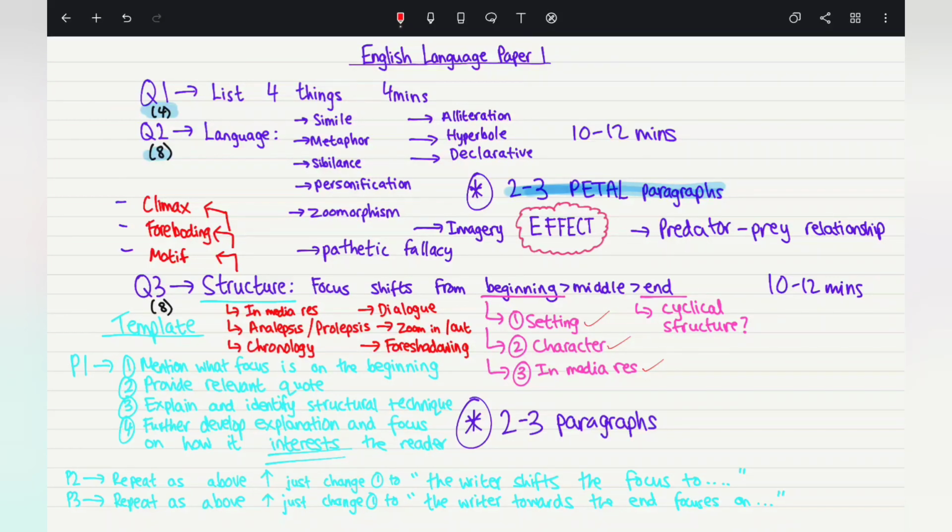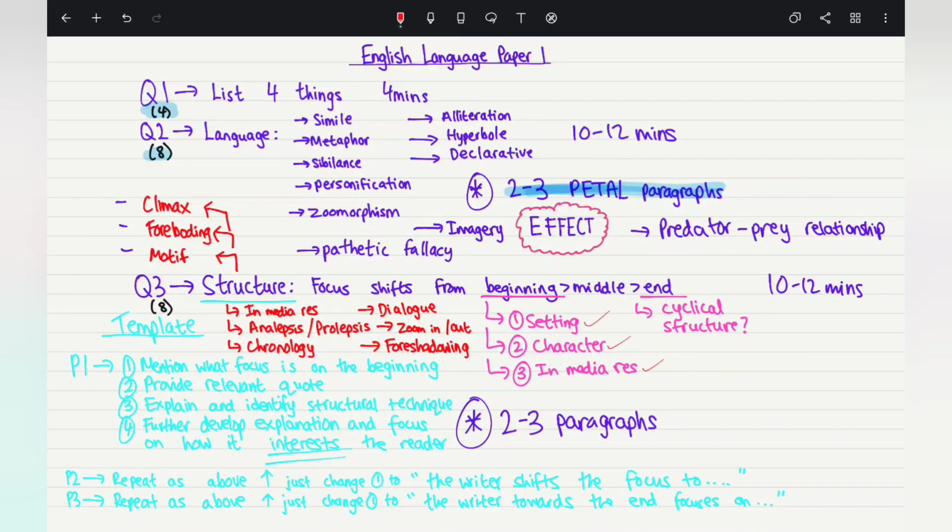There's a few more that I wanted to very quickly go over. I didn't write all of them down because of a lack of space, but you can write these down. So they also include patterns, perspective changes, juxtaposition, tense changes, foreshadowing, and the order of events. So linear and non-linear structure as well. So these are some structural techniques that you can explore for question 3.